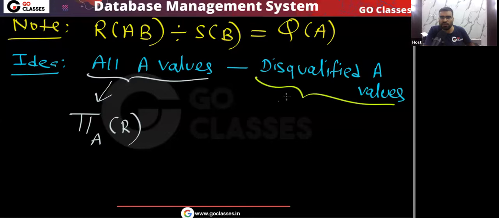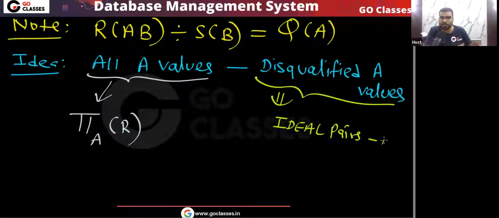Now, how to find disqualified A values? That will be ideal minus actual. That will be ideal pairs minus actual pairs.